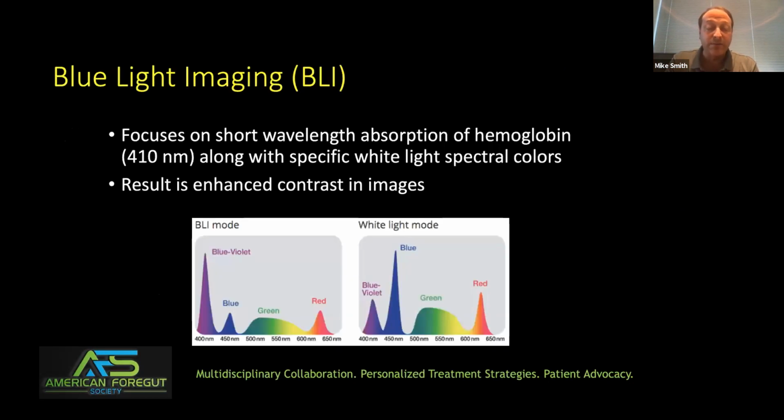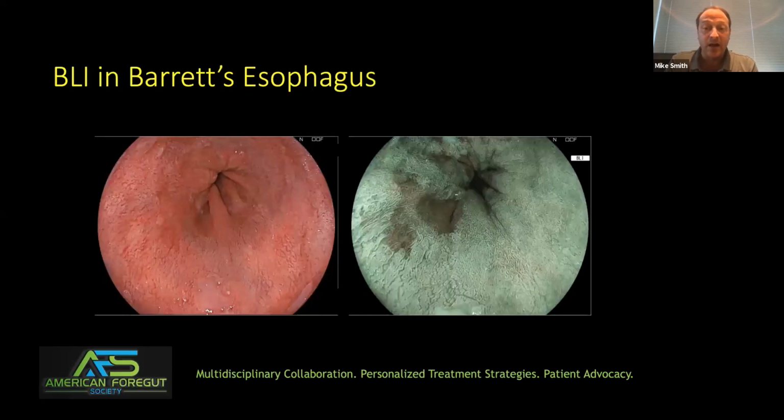Blue light imaging is one of the newer technologies out there, again focusing on this 410 nanometer wavelength because of its absorption by hemoglobin. And you could see that the white light versus the blue light imaging changes the pattern of the light that's emitted, and the result is you get this enhanced contrast in the images that are shown up on the screen, as evidenced here by these two pictures of the white light and then the BLI on the right-hand side.